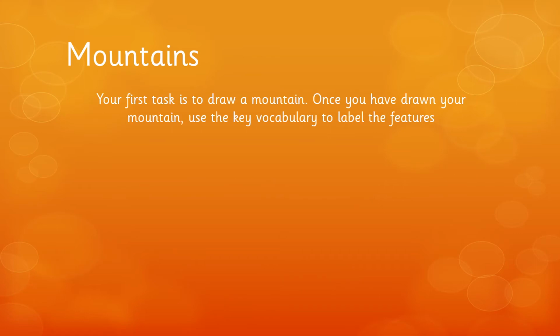Your first task will be to draw a mountain. It doesn't have to be a specific mountain, just what you think a typical mountain looks like. Don't worry about your mountain being a masterpiece either, this should be a quick task. After you have drawn your mountain, I want you to label the features of your mountain using the key vocabulary from the previous slide. If you're not sure what some of the features are, then just do the ones you can. Pause the video while you complete task 1.